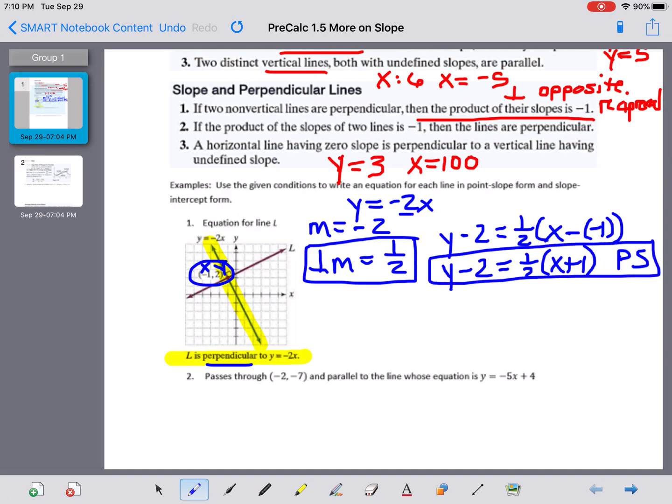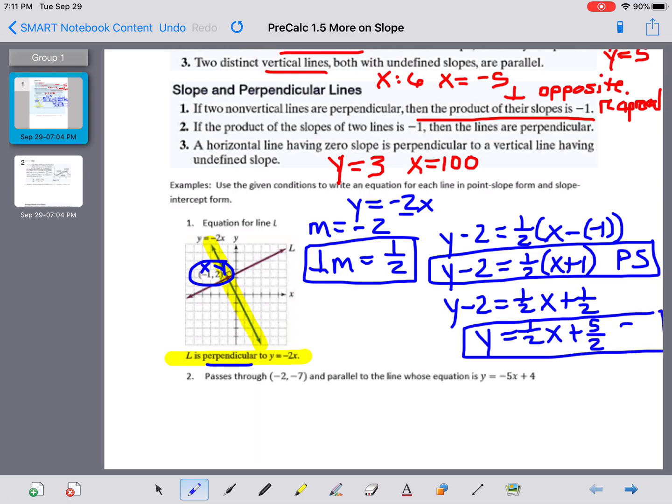If I want to change it into slope intercept form, I'm going to distribute my 1/2, x plus 1/2, add my 2. If I add 2 to that, I can make it 2.5 or 5/2. That's probably the best way to write that. And that right there is my slope intercept form. Okay, so that used the graph, making sure that we knew what we were working through there.